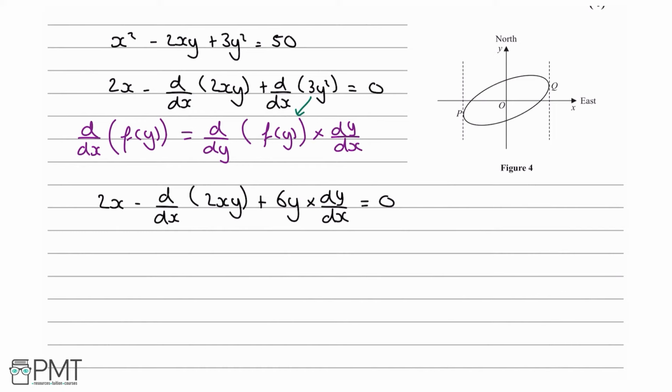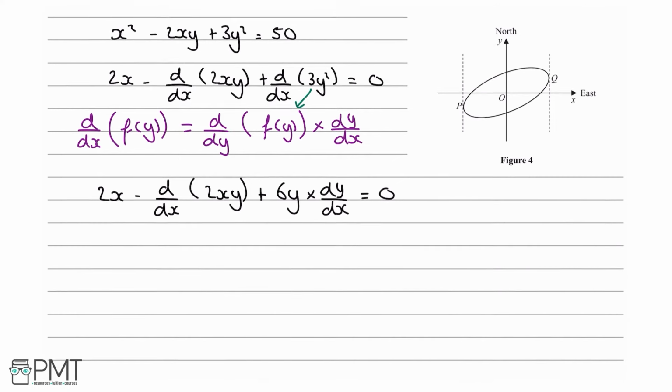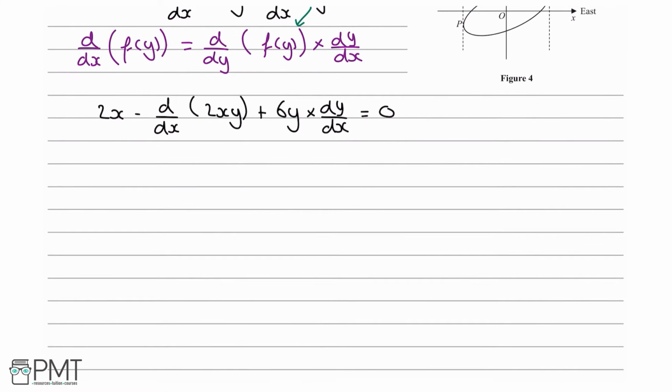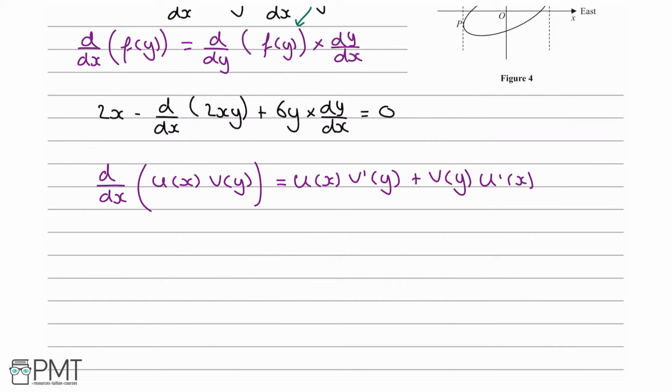Now, to differentiate 2xy with respect to x, we're going to use our product rule. And just as a recap, the product rule says that if you have d by dx of, say, u(x), so a function in terms of x, times v(y), so a function in terms of y, this equals u(x) times the derivative of the y function, plus your function in terms of y times the derivative of your function in terms of x, okay?